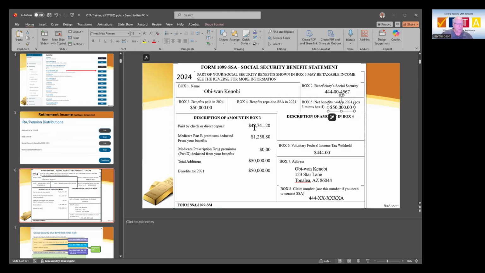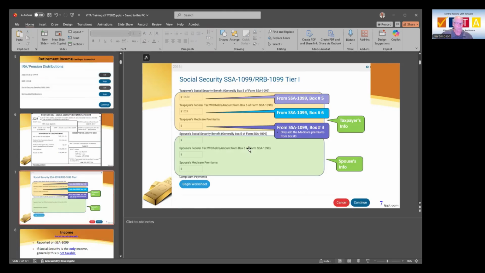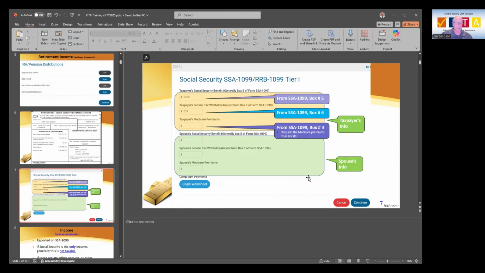Over here in box 3, it's also going to give us some information about Medicare premiums. And in this situation, although it says 0 here, most of them will have Medicare Part B premiums deducted from their benefits. Not all, okay? But you also need to look and see if they have Part D Medicare. And if they do, add these two together. And you'll see in a minute where we input those, which is on this screen right here.